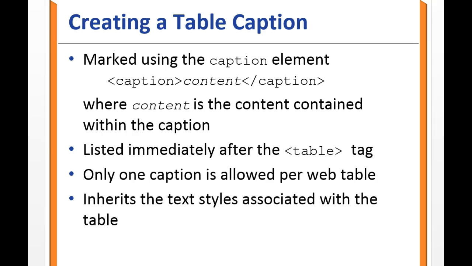So let's look at table captions. They are another part of the basic table structure, and they are marked using the caption element: caption, content, and then closing caption. This is the syntax for it. The content is what is contained within the caption. It is listed immediately after the table tag, and only one caption is allowed per table. It inherits the text style that is associated with the table, so the text style of the table caption would be whatever you have in the table.